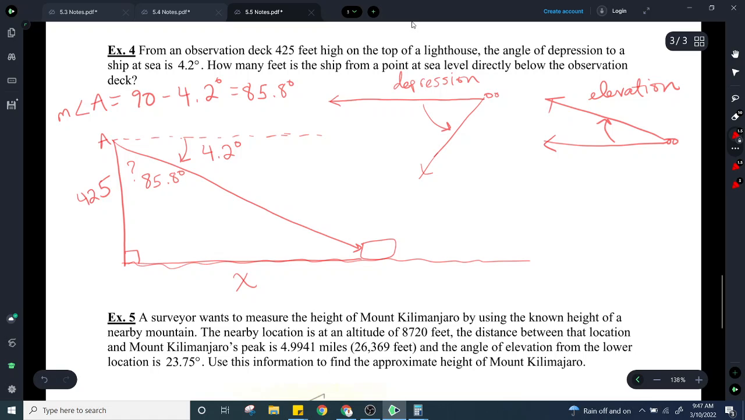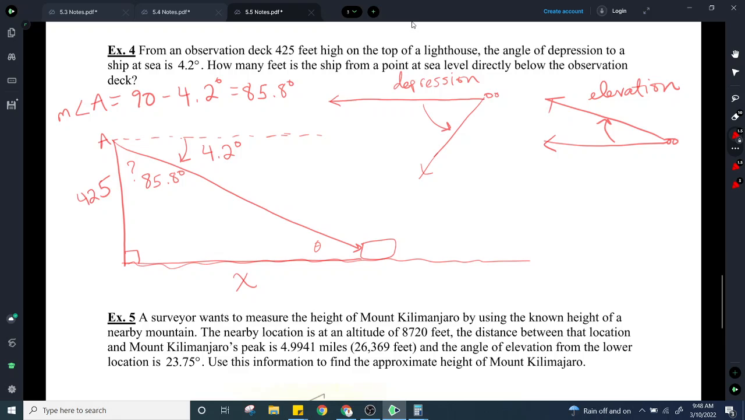The other option is to use this angle down here. If you remember from high school geometry, this angle would be congruent to the angle of depression because you've got two parallel lines cut by a transversal. If you didn't recognize that, it's not serious. You can also use this one up here as long as you see that it's the complement of the angle of depression. I'm going to stick with the 85.8 because I think that one's a little easier to use.